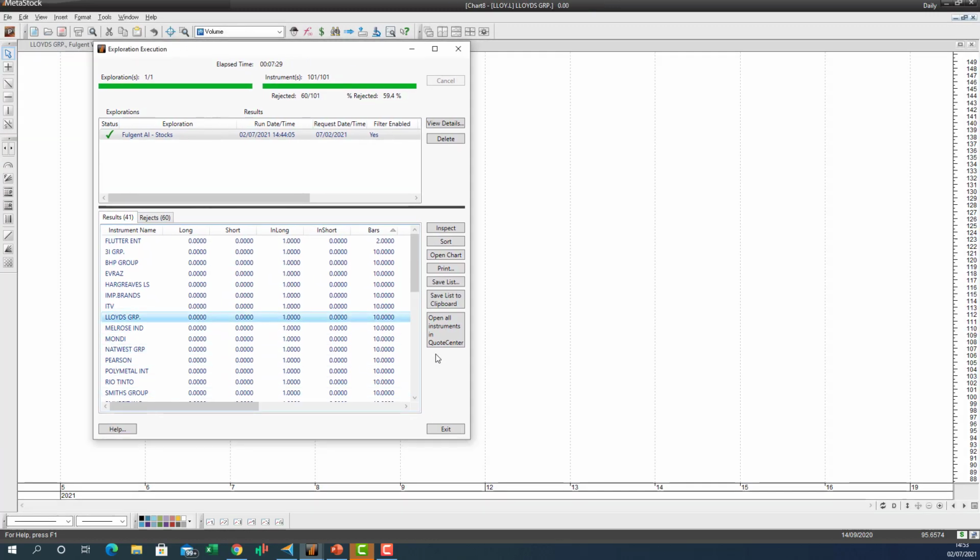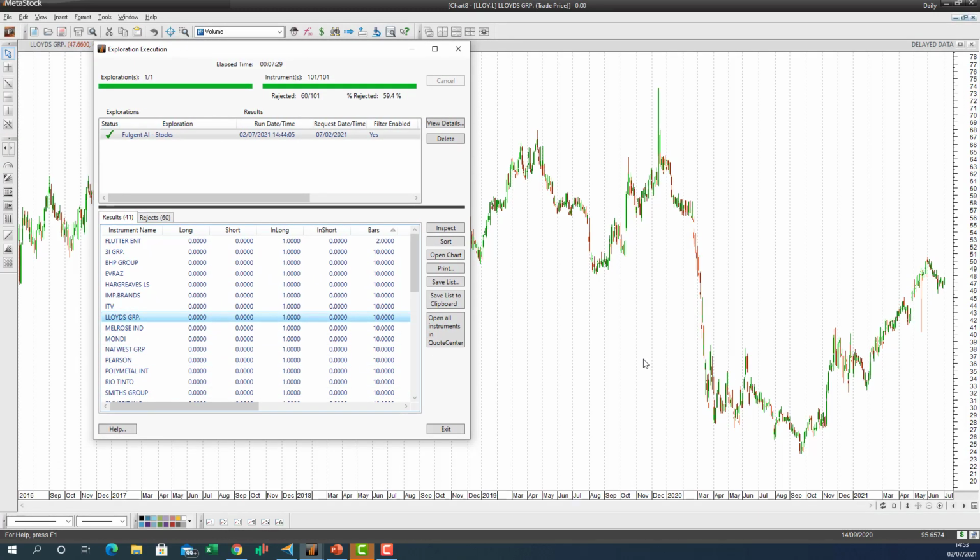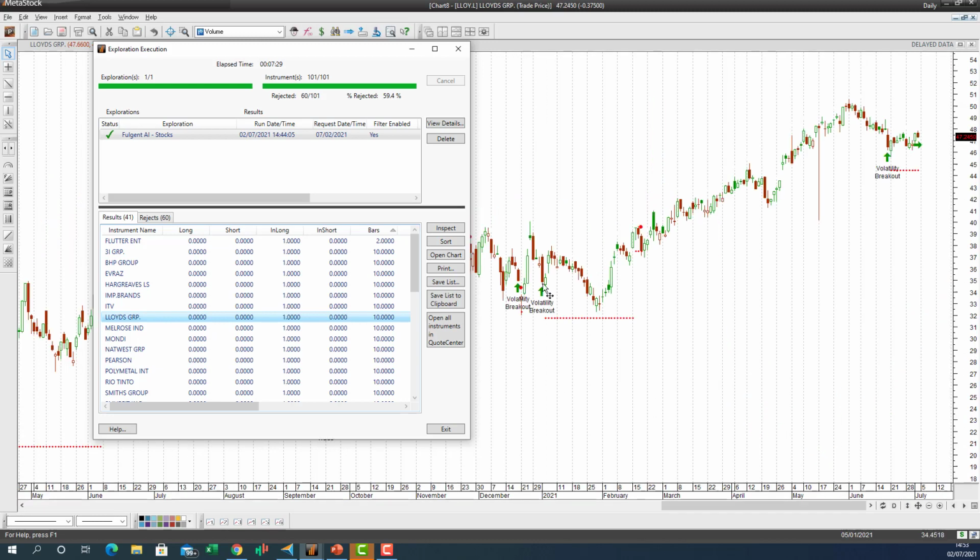Lloyd's Group, the banking stock. There we go. Nice volatility move. Caught that move. Volatility breakout. And let's just look at some of the large ones. Rio Tinto.